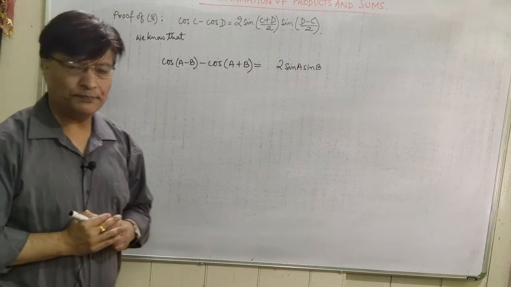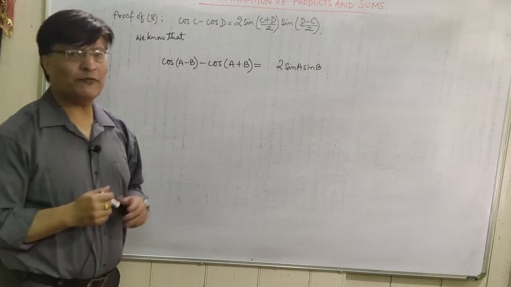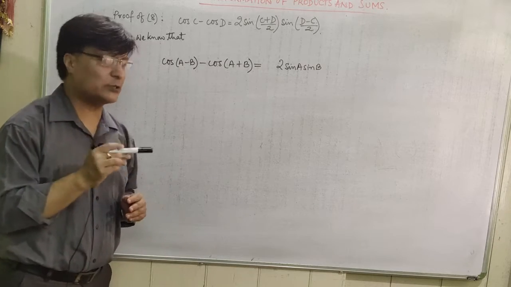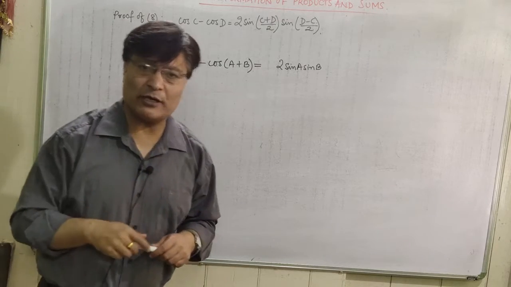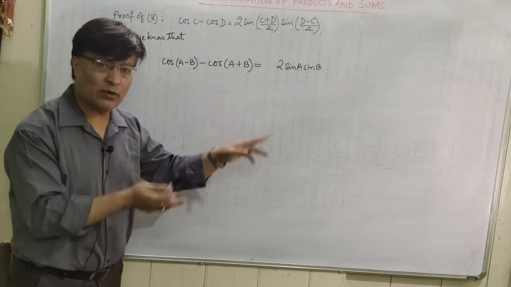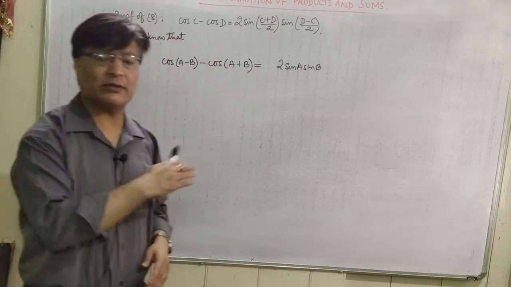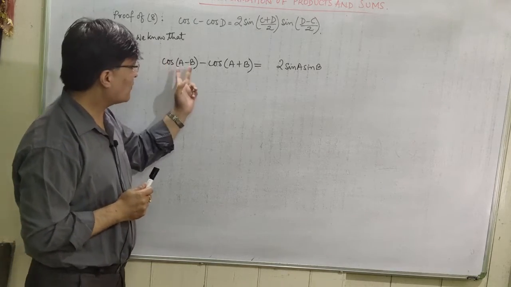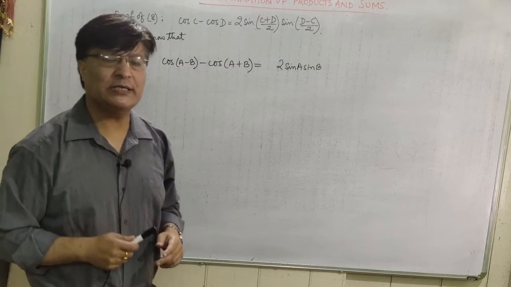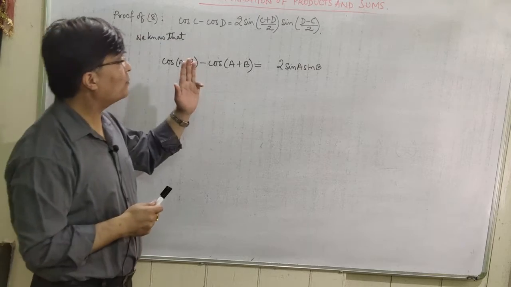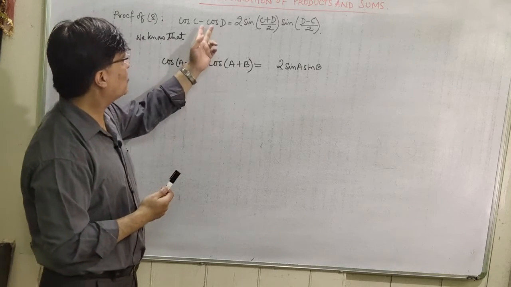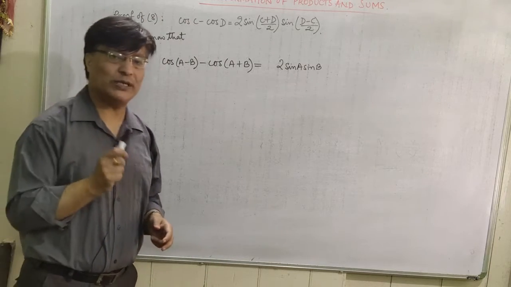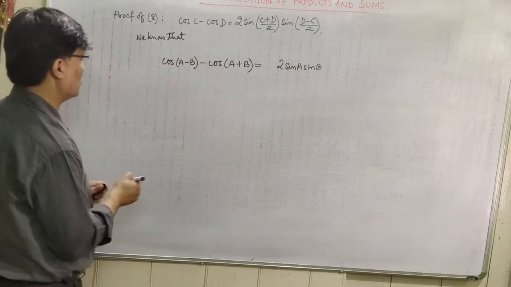Actually the formula was 2 sine a sine b is equal to cos of a minus b minus cos of a plus b. And in formula number 4, the left hand side was written on the right hand side and the right hand side was written on the left hand side. We just exchanged it, okay? That is cos of a minus b minus cos of a plus b is equal to 2 sin a sin b. Now from this formula we can easily prove this formula, that is cos c minus cos d is equal to 2 sin of c plus d by 2 into sin of d minus c by 2. So let us prove it now.